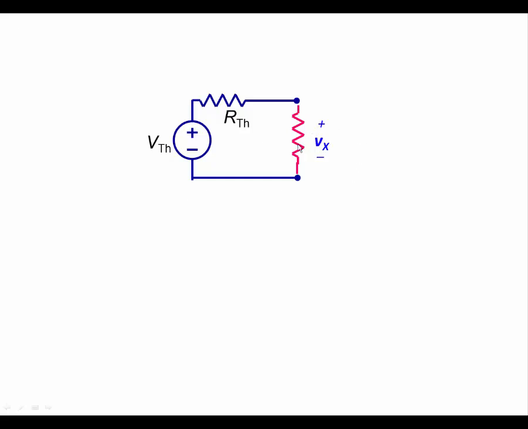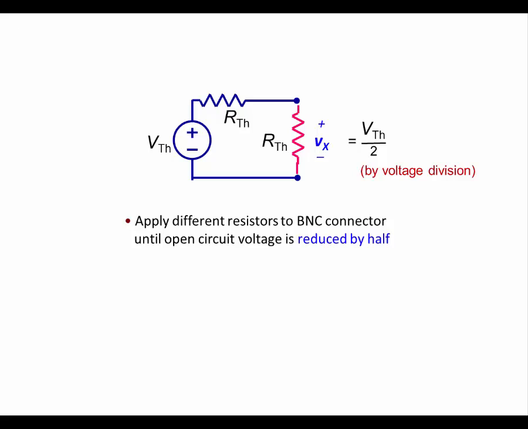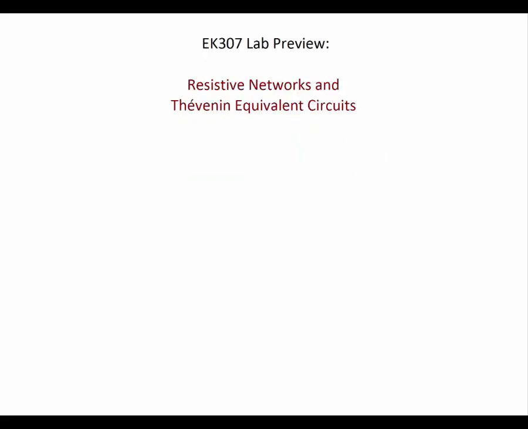multiplied by the ratio of the pink resistance to the sum of the two resistors. Now let's suppose that we happen to choose the value R Thevenin for the pink resistor. Well, in that case, our voltage divider divides V Thevenin in half. Vx will be equal to V Thevenin over 2 in this case, again by voltage division. So the strategy for this method of measuring the Thevenin resistance is to apply different resistors to the BNC connector until the open circuit voltage is reduced by half. And then we will know that the resistance being applied is the Thevenin equivalent resistance.